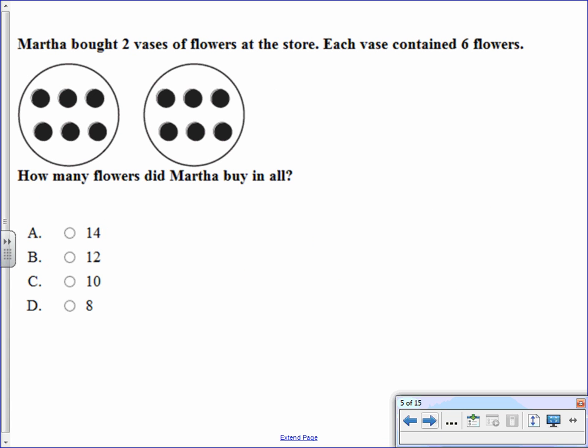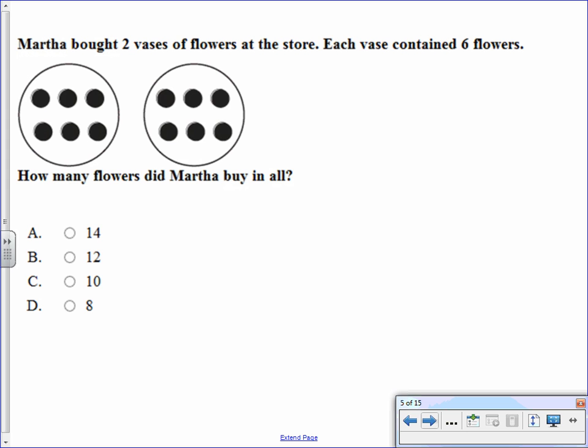Next one. Martha bought 2 vases of flowers at the store. Each vase contains 6 flowers. How many flowers did Martha buy in all? So before you solve this one, I want you to tell me a multiplication sentence. Use that same strategy or the same formula from the last one. First factor is the number of groups. Second factor is the number of items in each group. And then the product is the total. So it's just asking for a product, but let's practice writing the sentence.